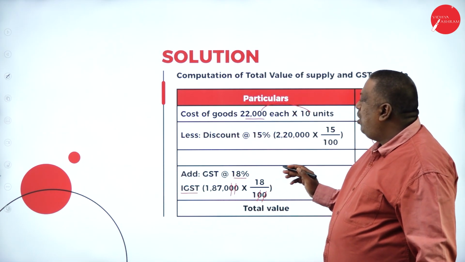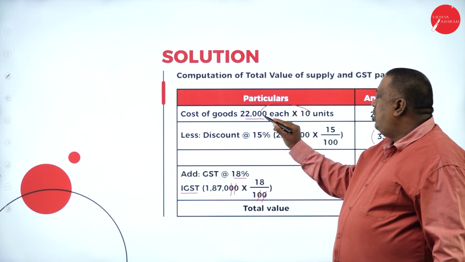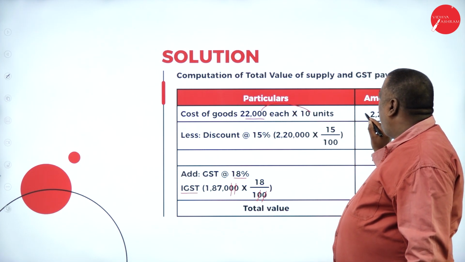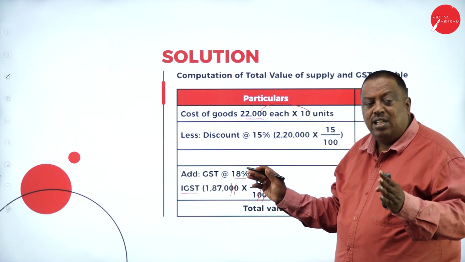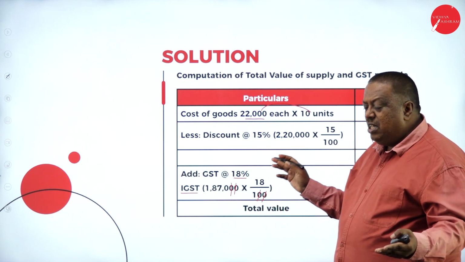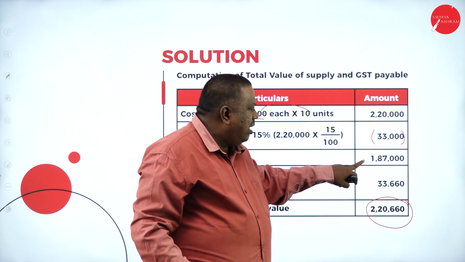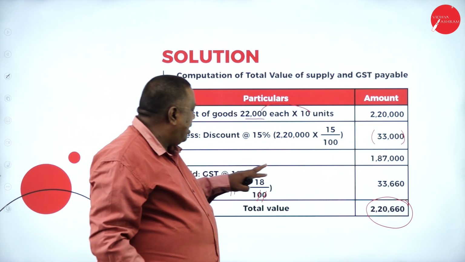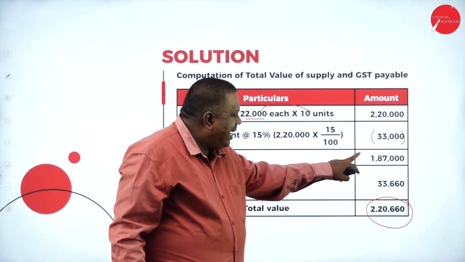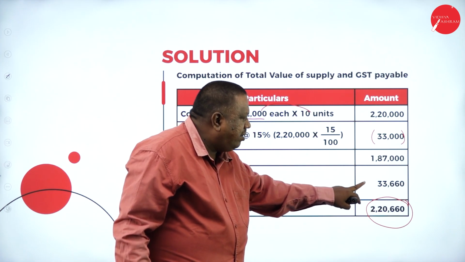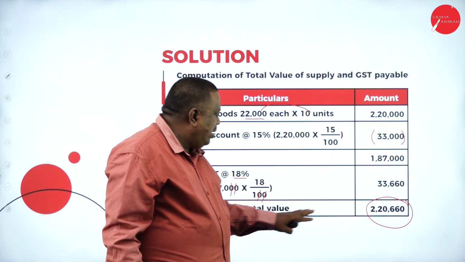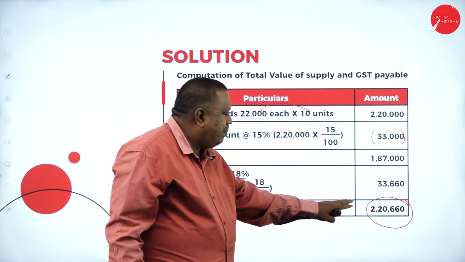This is a very simple problem where we sold goods 10 units, each 22,000. We are collecting 2,20,000, and we have given the discount 15%. That is 33,000 benefit was given, and whatever the amount we are collecting on that amount, we have to charge the tax here. So on 1,87,000, this will be 33,660, where the total value of the product is nothing but 2,20,660.